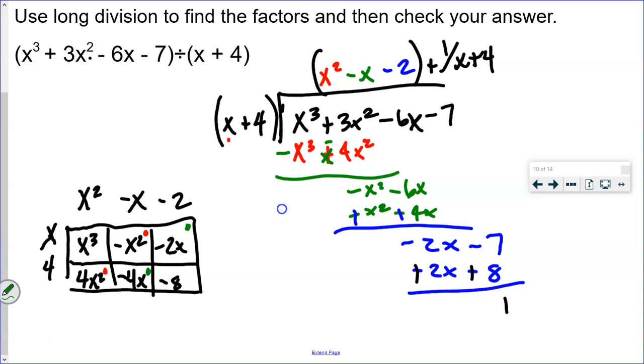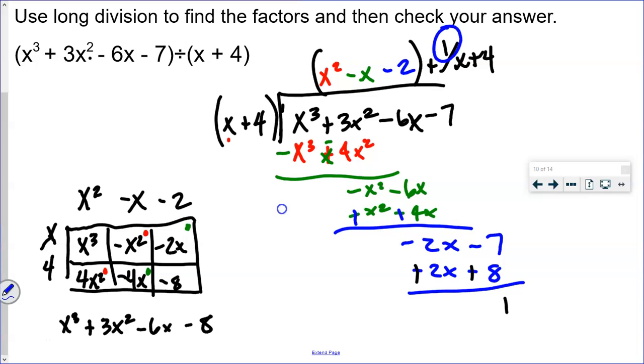Okay, so let's go ahead and write our answer. So this is going to be x to the third, and then 4x squared minus x squared is 3x squared, right? And then a negative 4x and a negative 2x is negative 6x, and then we got a minus 8. Whoa, wait a minute. That's not the answer we have up here. It has a minus 7.